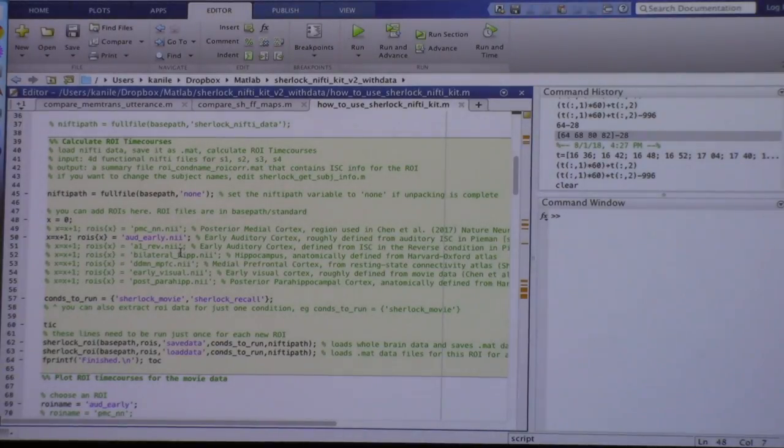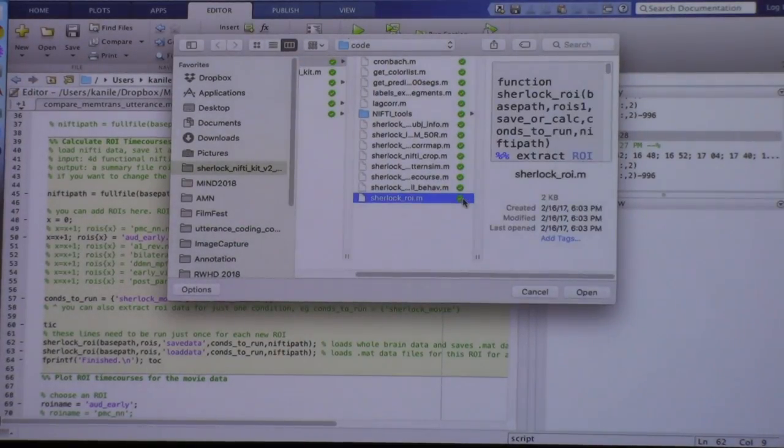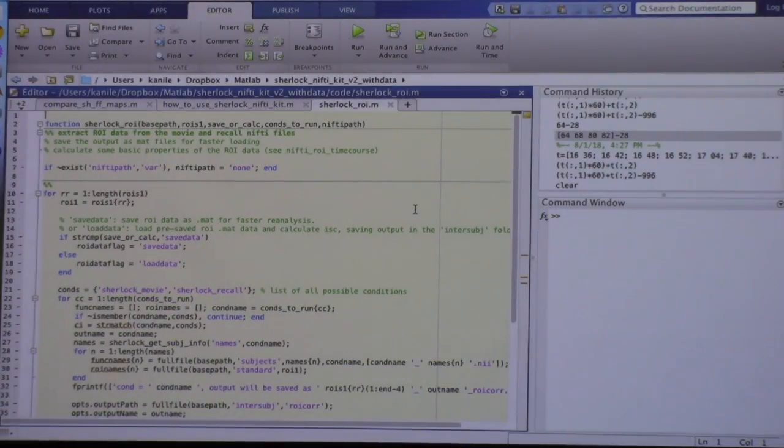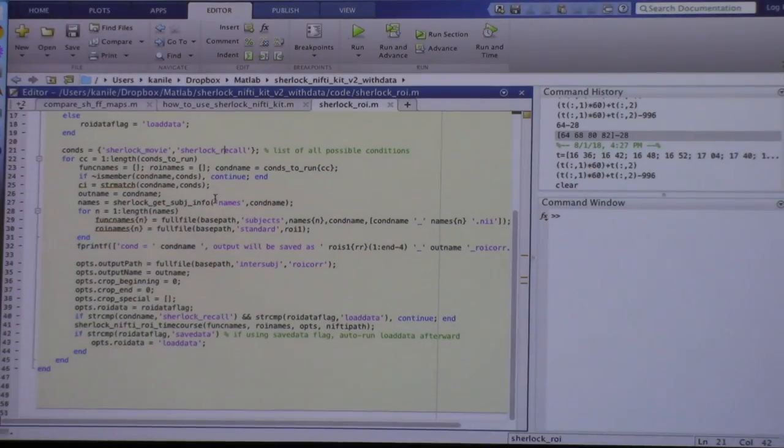This first cell calculates the ROI time courses. What this function does is it loads the whole brain data for each individual subject, and it loads the ROI, and it cuts out the data from the ROI on the functional, the voxels by time matrix, and stores it. So can I actually open it here? Right. So it goes to the movie data and to the recall data. It loads the whole brain data.